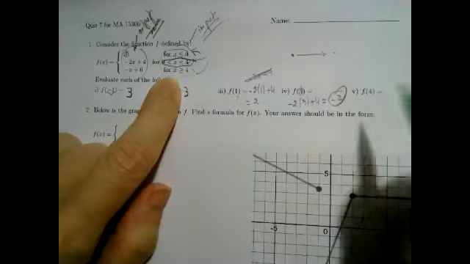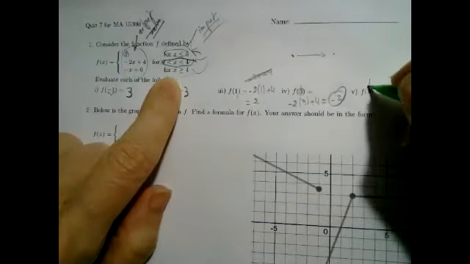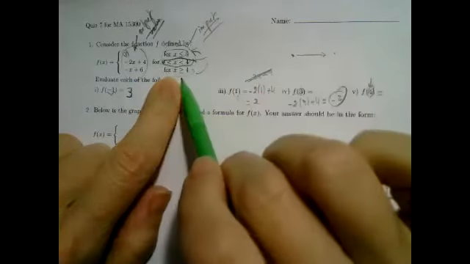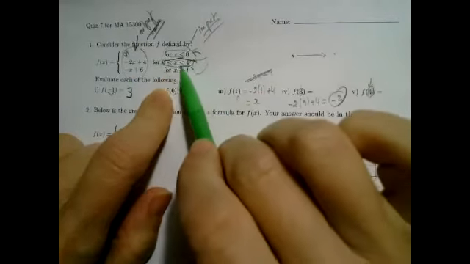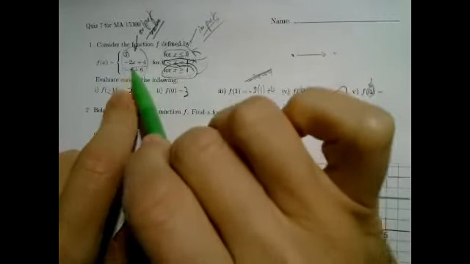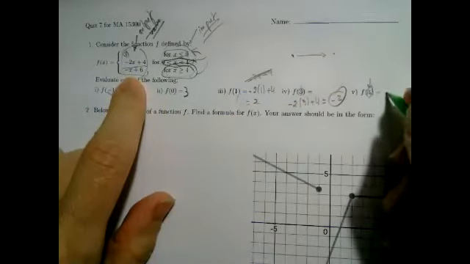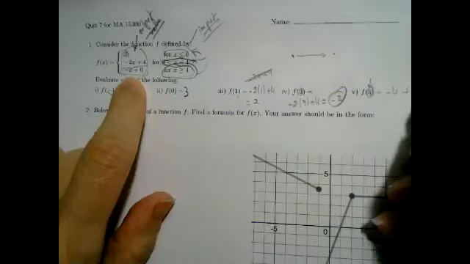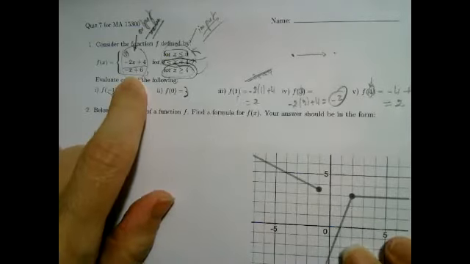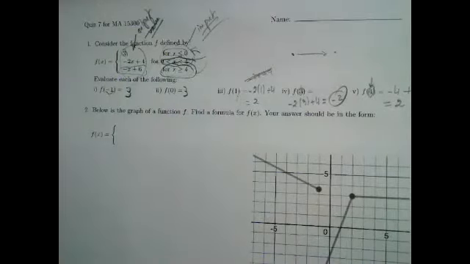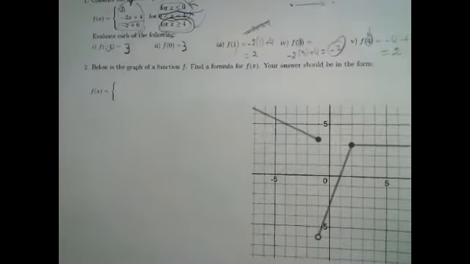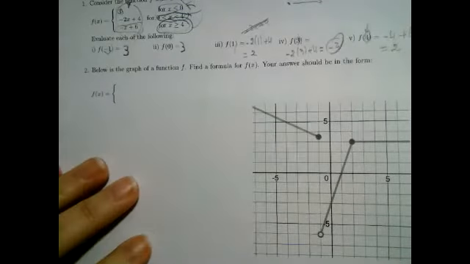Now f of 4, that's the input. The rule tells me the output depends on the input, so my input satisfies this condition. The rule is minus x plus 6, which gives me 2. Okay, for those who did not get it, please make sure you fully understand this, or you can come and ask me or ask the tutor.